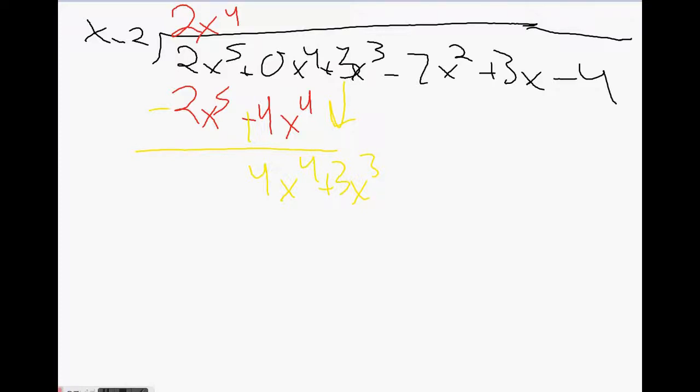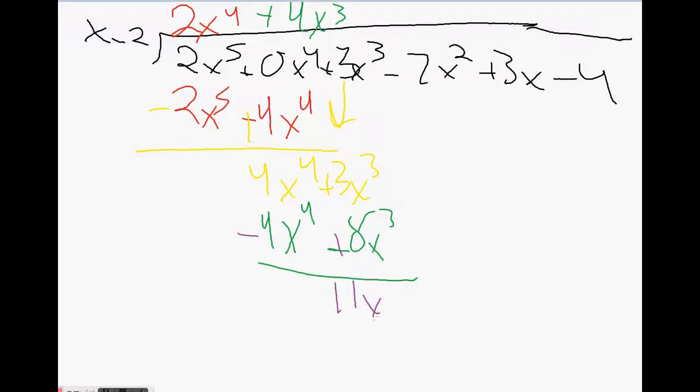Alright, so what times x gives us 4x to the 4th? Well, positive 4x cubed, because 4x cubed times x is 4x to the 4th, plus, well, minus 2 times 4x cubed is 8x cubed. Because we're subtracting, all the signs change, this becomes negative, this becomes positive, so that becomes 11x cubed. Bring this down, minus 7x squared.